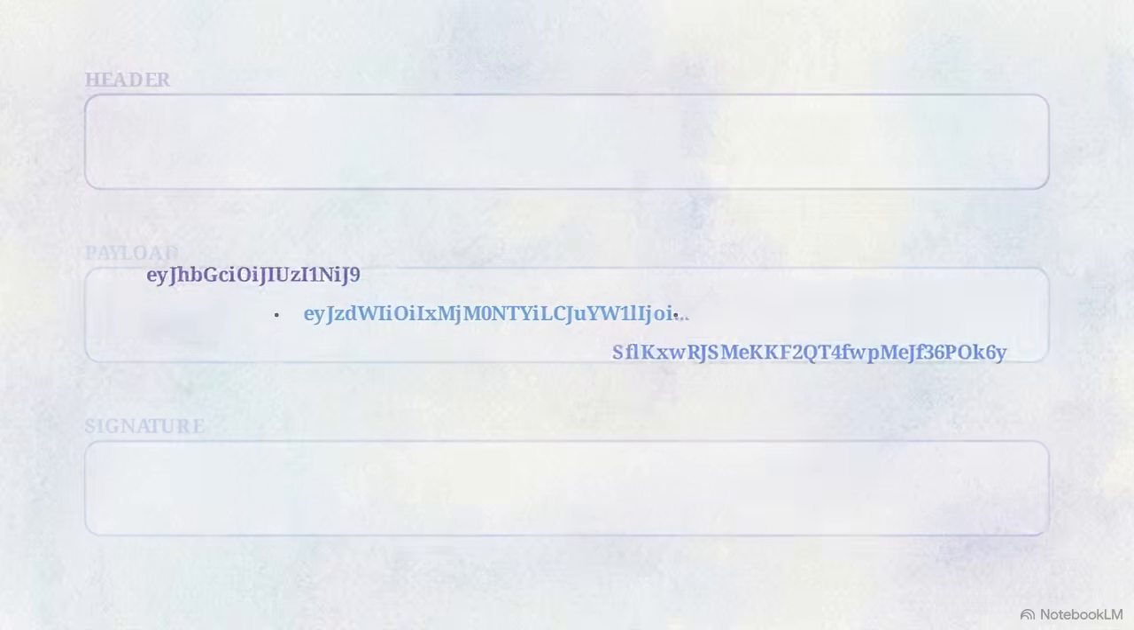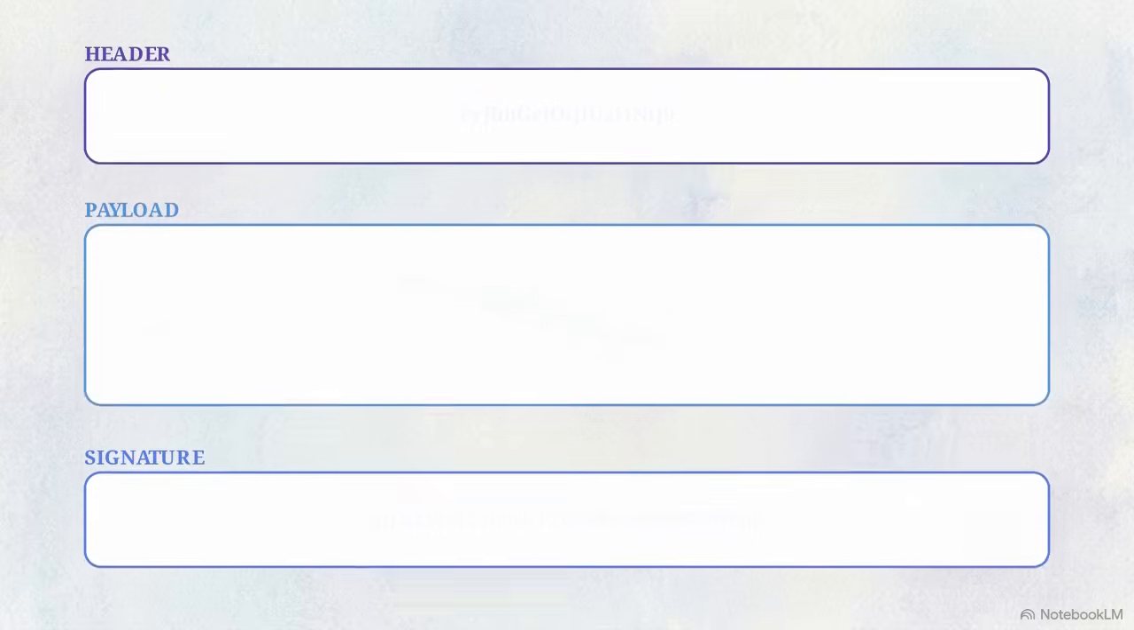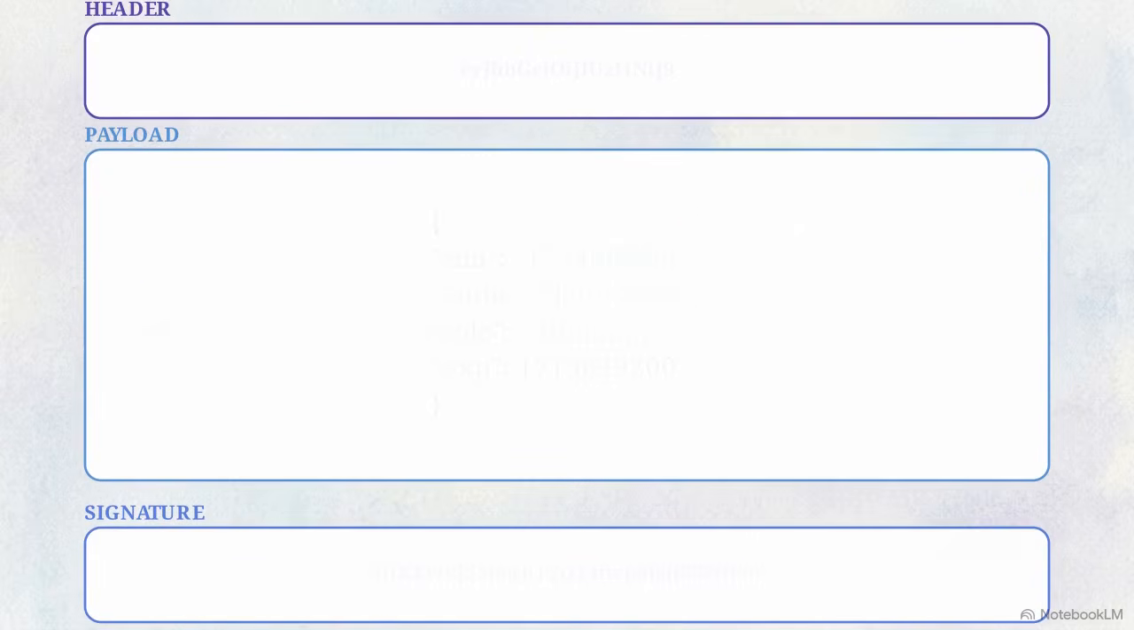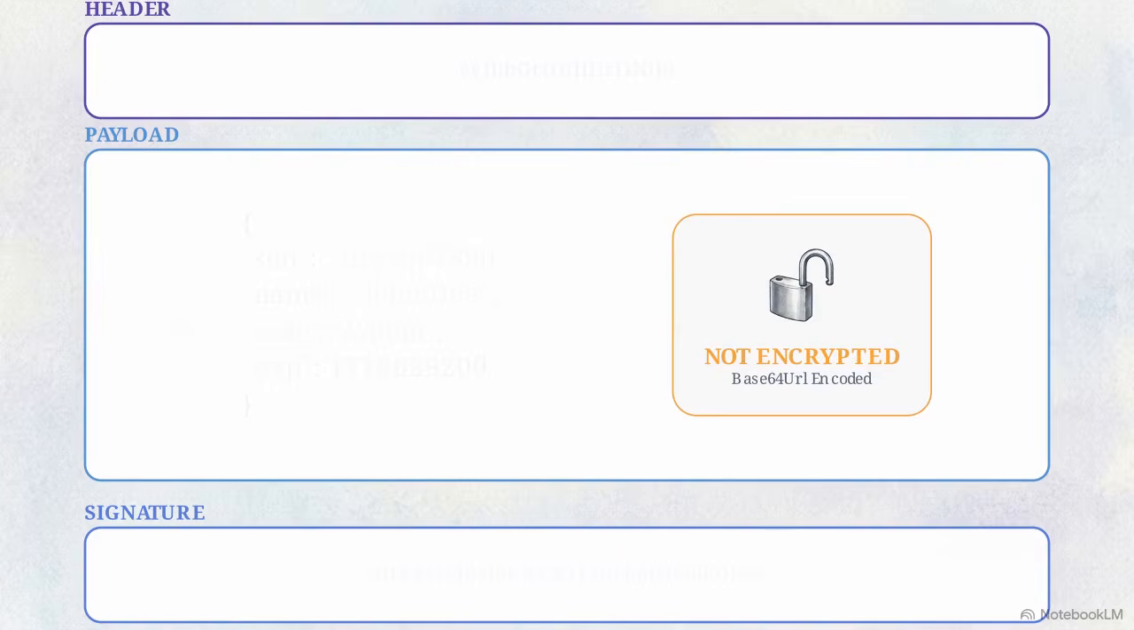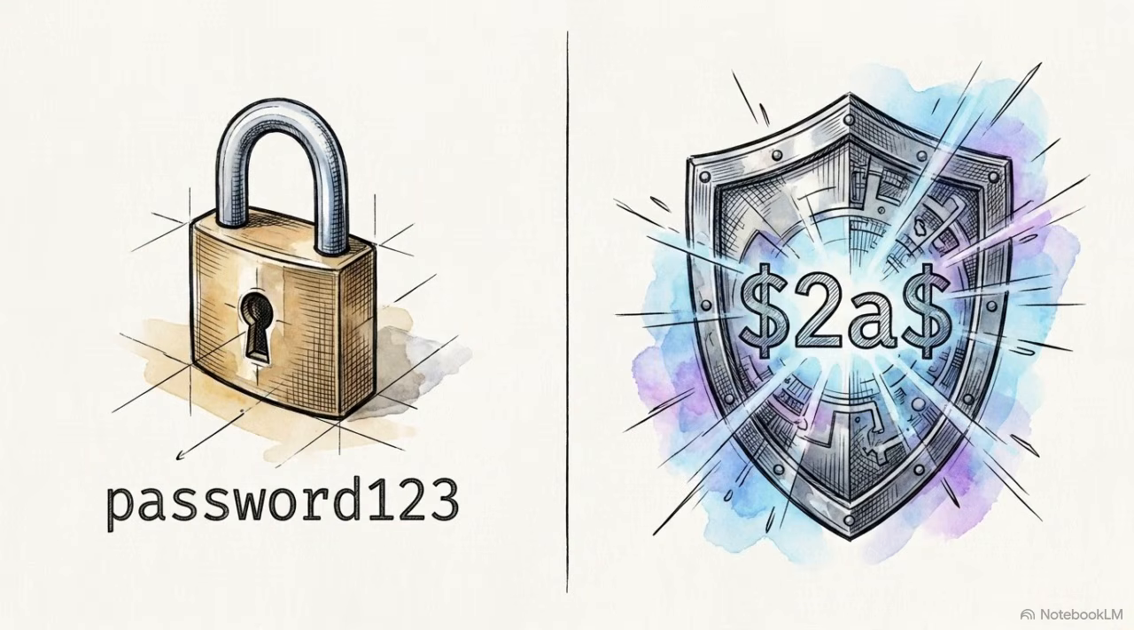A JWT consists of three parts separated by periods: a header, a payload containing user claims, and a signature. Notice the payload is only base64 URL encoded. It is not encrypted. Anyone intercepting this token can decode and read the contents. Because of this open readability, you can never store sensitive data like plain text passwords inside a JWT payload.